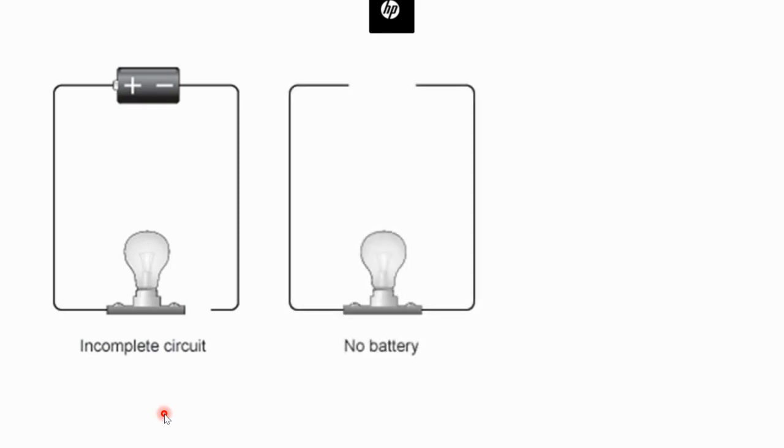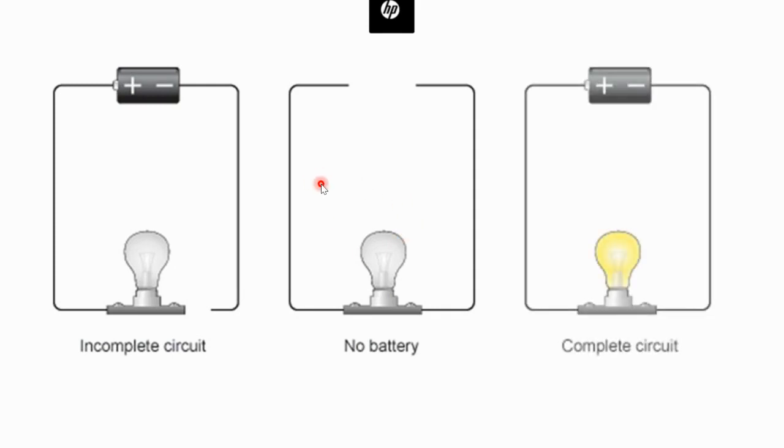What about this circuit? Well, obviously there is no battery. There's a massive gap here, so it's not a complete circuit and there's no battery, so the bulb isn't going to light. If we have a complete circuit with a battery in, then the electricity will flow round and it will have a circuit that's working. Some really basic ideas that you learnt in year 8.